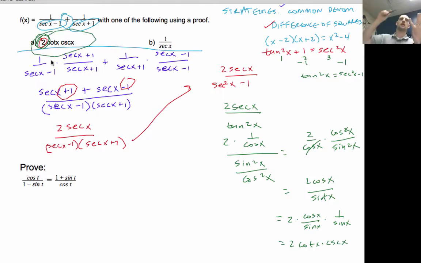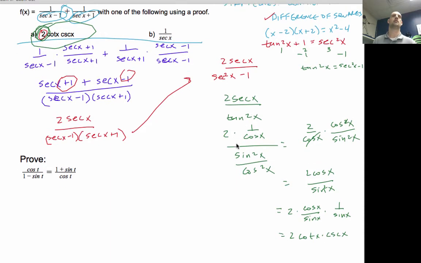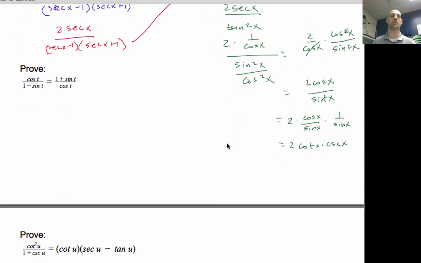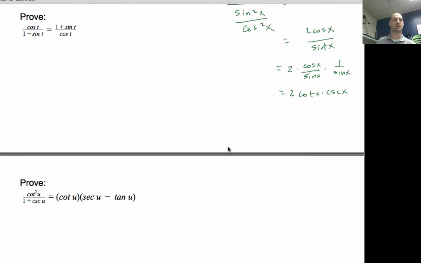So what did I do? I saw an addition problem, so I thought common denominators. I saw that the denominator was going to give me a difference of squares. I used that. And then later in the problem, I saw a secant squared minus 1 here, and I subbed it out for a tangent squared. Like I said, seeing these things, recognizing the possibilities is the hardest part, but you can do it.